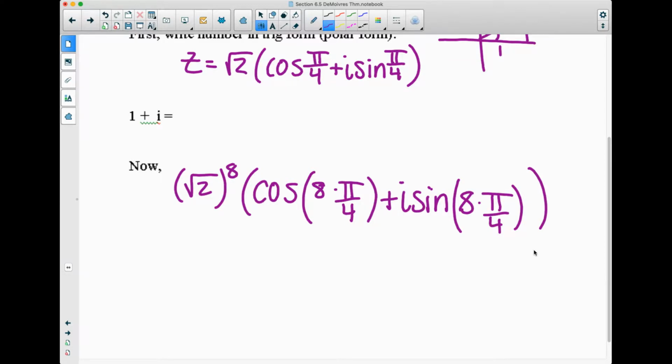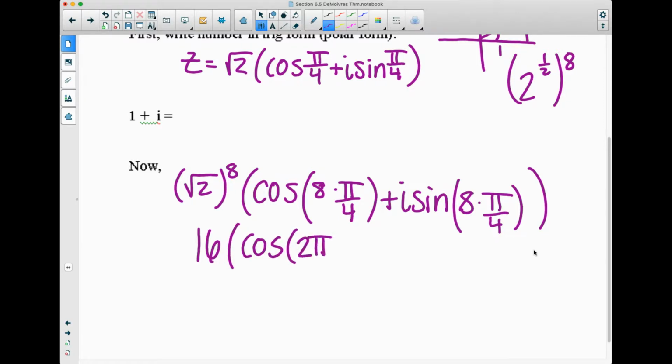Another way to look at root 2 is, again, old algebra 2 rules. I can write that as 2 to the 1/2. And raised to the 8th power is just 2 to the 4th. 2 to the 4th is what? 16. Again, all without a calculator in case it's on the non-calculator portion.